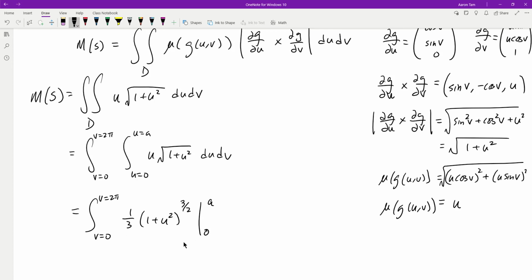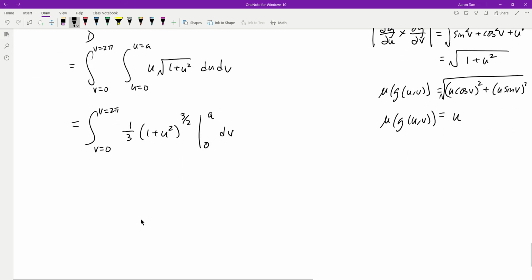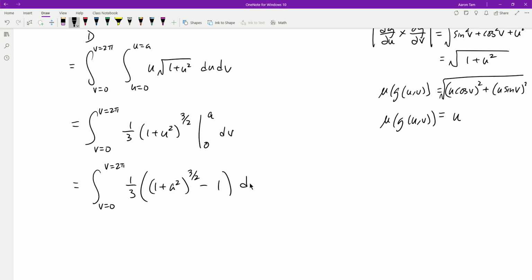So once again, be careful when you're plugging in 0, it does not become 0. Oh, I forgot a dv, because it actually becomes 1 to the 3/2 power, which is 1, times 1/3. So therefore, this is the integral of v from 0 to 2 pi, of 1/3 times 1 plus a squared to the 3/2 minus 1, dv.